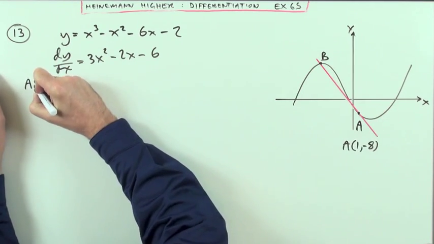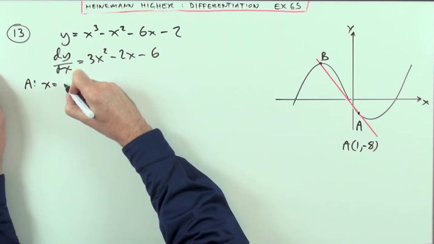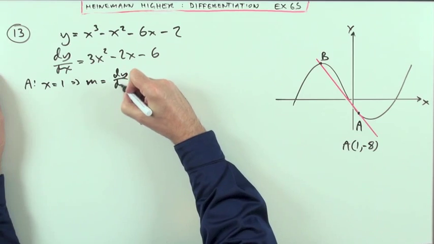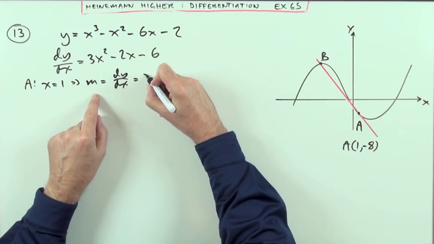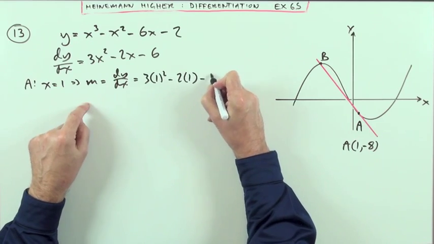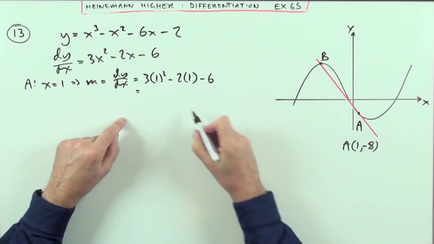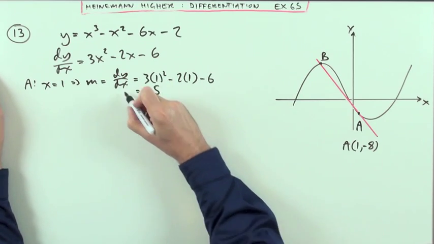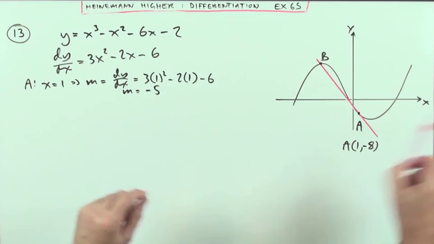So, I know this about A. At A, x equals 1, which means at A, the gradient will be given by the derivative, which will be 3 times 1 squared minus 2 times the 1 minus 6. So that's going to be 3, take away 2, take away 6, so that's going to be -5. So the gradient is -5.